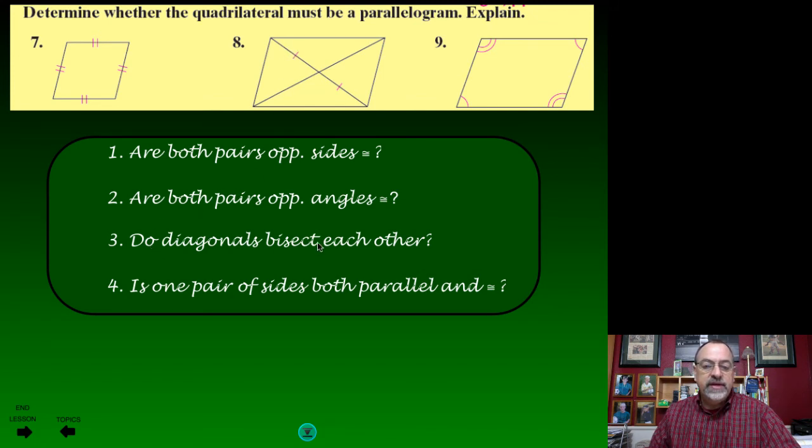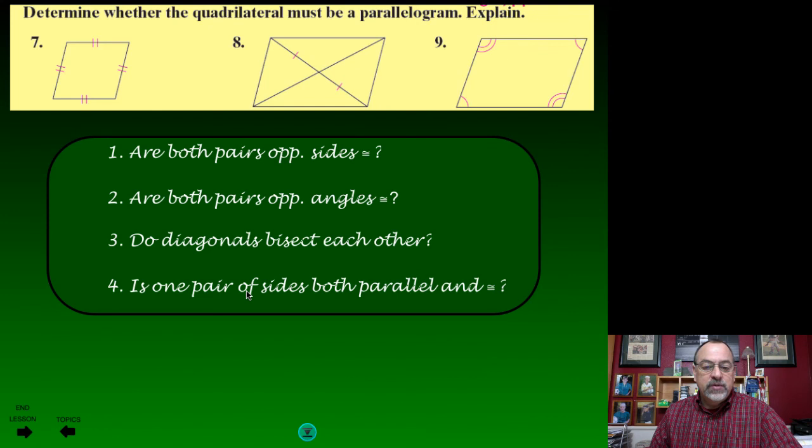Do the diagonals bisect each other? Now here's where you have to be careful. This diagonal is being cut in half by this one, and the tick marks show me this. However, this one, I don't know if it's being cut in half by this one or not. There aren't any tick marks, and I can't make the assumption. So the answer to that is no, I don't. At best, I don't know.